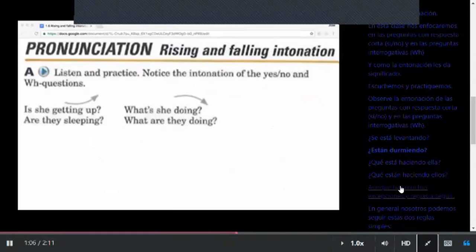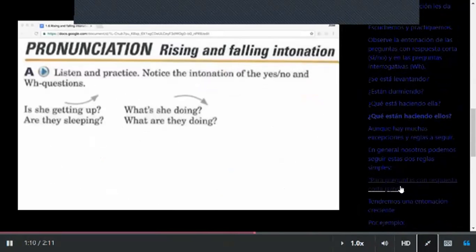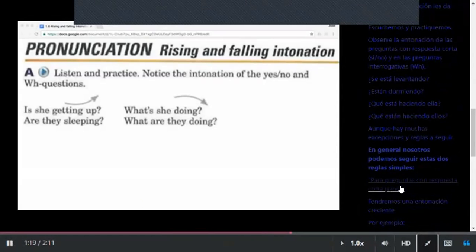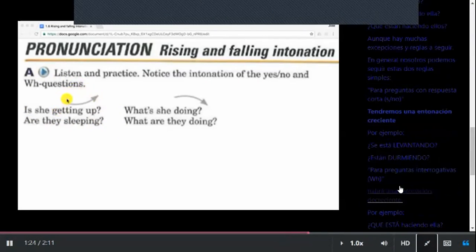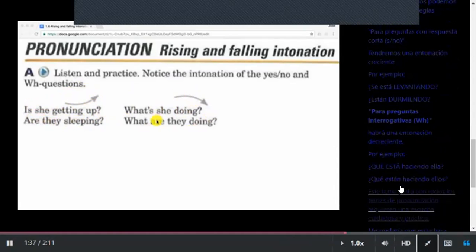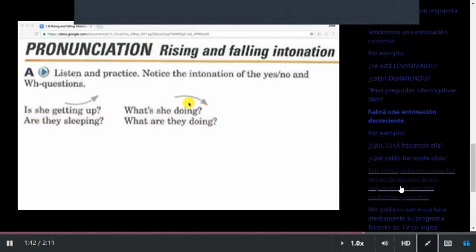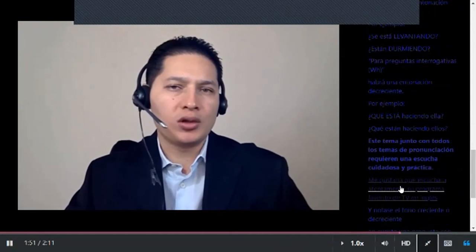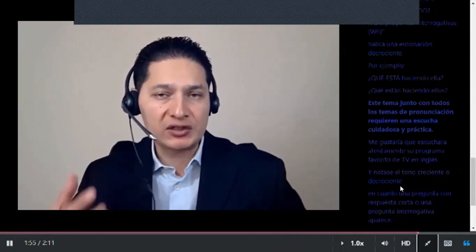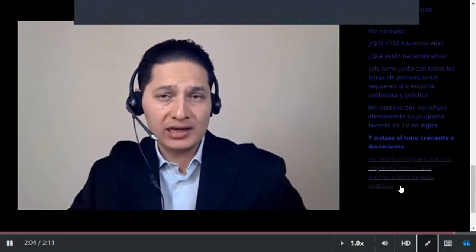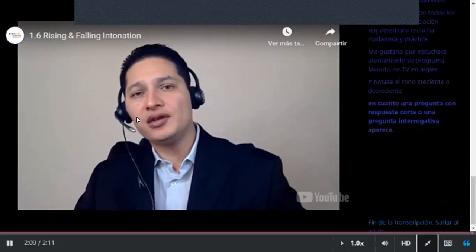Is she getting up? Are they sleeping? What's she doing? What are they doing? Well, there are many exceptions and rules to follow. In general, we can follow these two simple rules. For yes and no questions, there will be a rising intonation. For example, is she getting up? Are they sleeping? For WH questions, there will be a falling intonation. For example, what's she doing? What are they doing? This topic, along with all the other pronunciation topics, require careful listening and to practice. I would like for you to listen carefully to your favorite English TV program and notice the rising and falling intonation of yes or no questions and WH questions.